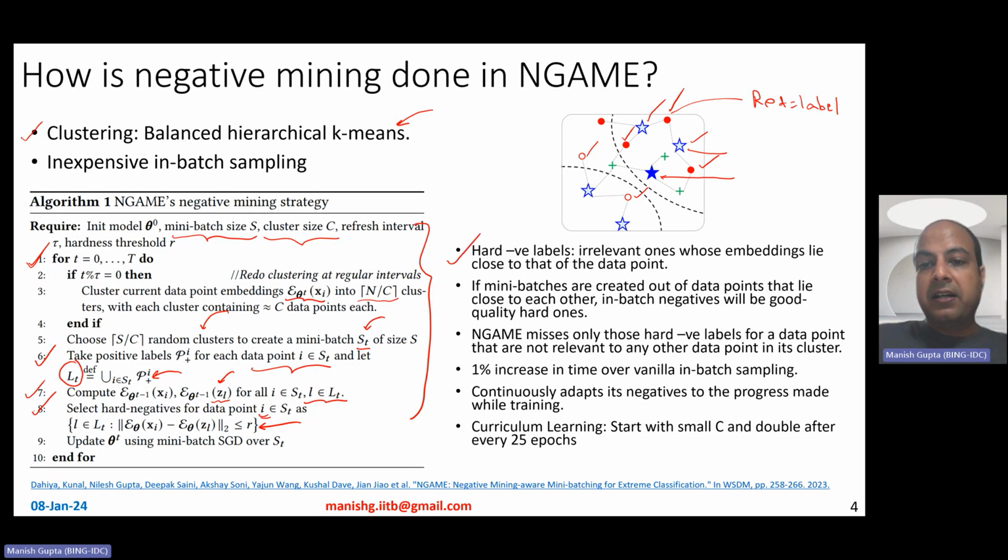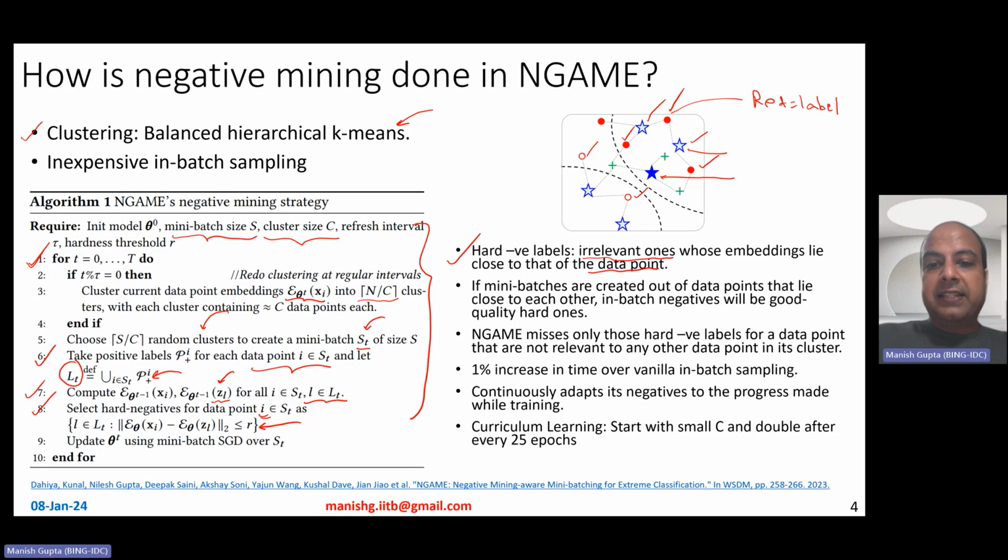Hard negatives are those irrelevant labels whose embeddings are very similar to the data point. Why are they similar to the data point? Because you have clustered the data points themselves, and you are basically looking at positive labels of those data points. So if clustering and embedding were done well, then those other points in the cluster are very similar to the current data point, and their labels are also similar. And if they are negative, if they're irrelevant for this data point, then they are hard negative labels.